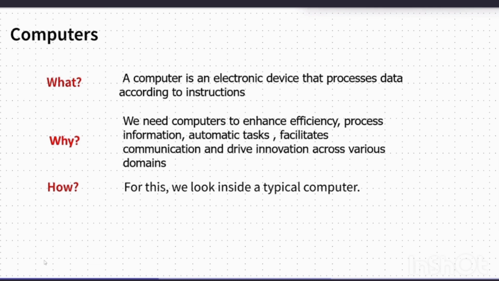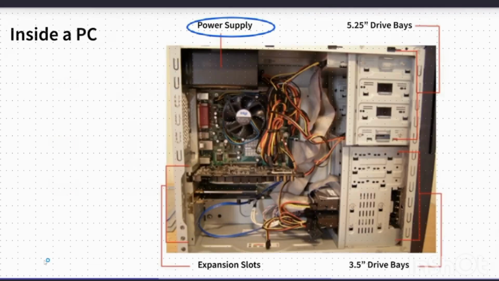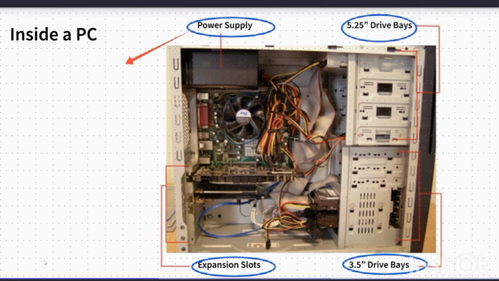To know about computers and how they work, we look inside a typical computer. Inside a PC, we have the power supply, 5.25 drive bays, expansion slots, and 3.5 drive bays. The power supply in a computer is responsible for converting alternating current from the wall outlet into direct current to power the internal components such as the motherboard, CPU, GPU, storage devices, and peripherals. Simply, we can say AC to DC.